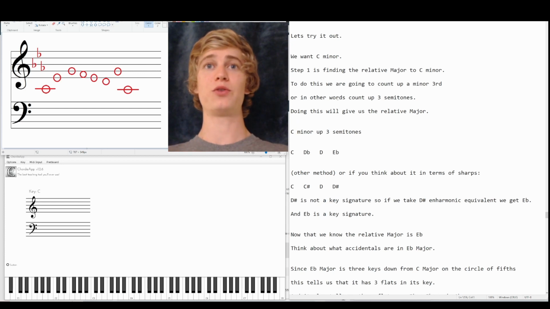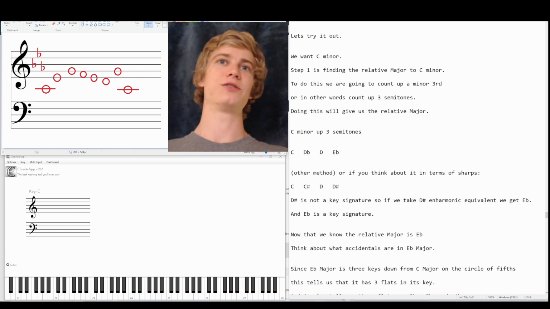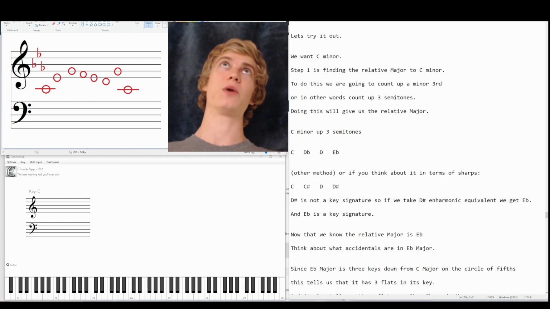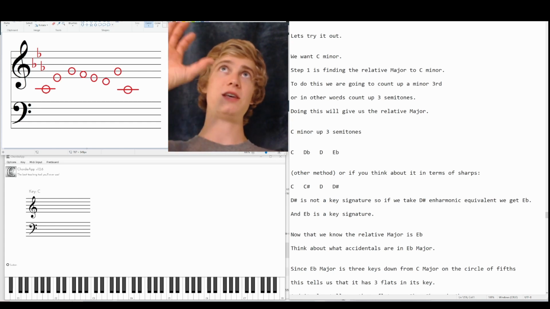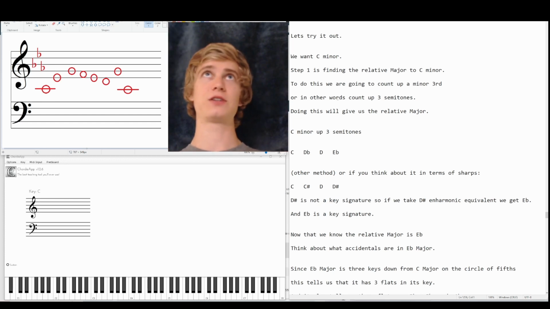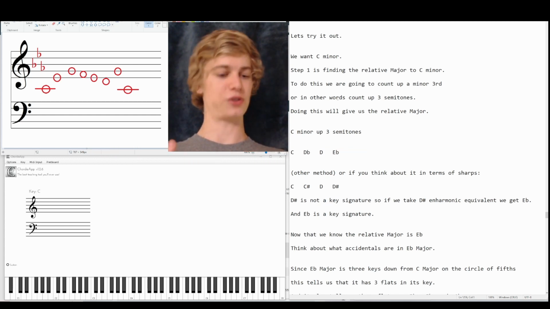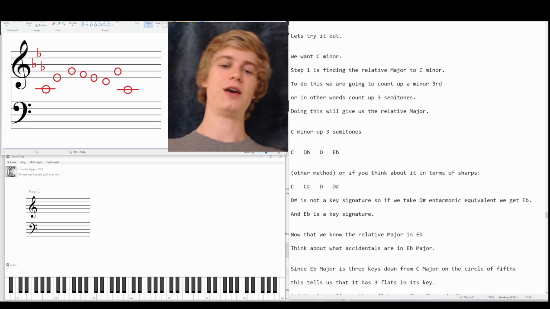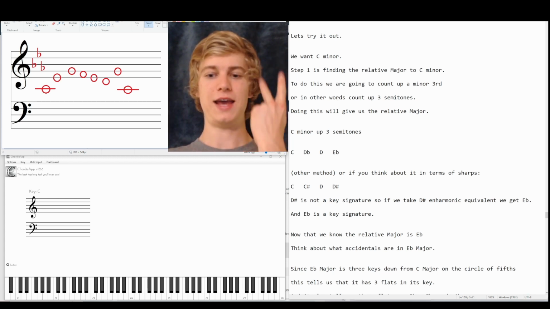So now that we know the relative major is E flat, think about what accidentals are in E flat major. To do that, we're going to think of where E flat is away from C on the circle of fifths, and that would only be 3 away. We're going to start from C on the circle of fifths and go down: we go to F, then B, and then E.